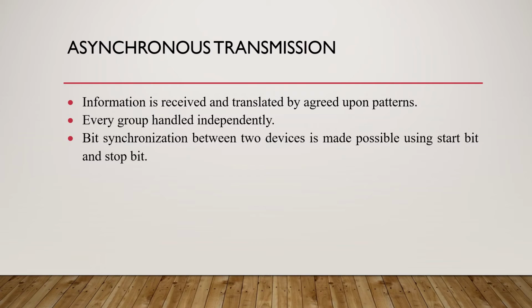But bit synchronization between two devices is made possible using a start bit and stop bit. Start bit indicates the beginning of data, that is, it alerts the receiver to the arrival of a new group of bits. A start bit, usually 0, is added to the beginning of each byte. Stop bit indicates the end of data, that is, to let the receiver know that the byte is finished. One or more additional bits are appended to the end of the byte for this purpose. These bits are usually indicated by 1, which is called the stop bit.